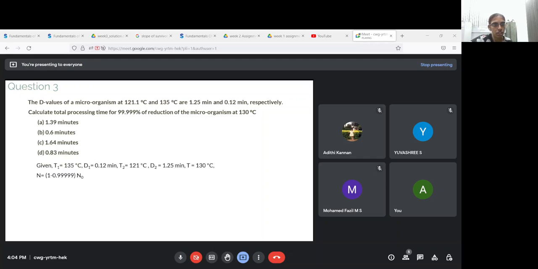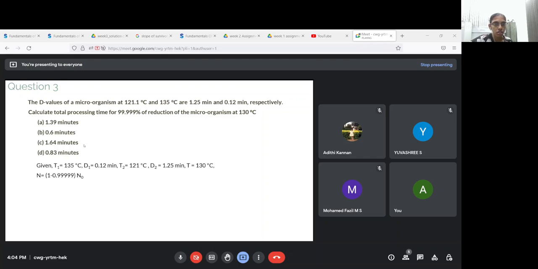So in this case, given T1 is 135 degrees Celsius and D1 at that particular temperature is 0.12 minutes. T2 is 121 degrees Celsius and D2 is 1.25 minutes. As you can see here, if you reduce the temperature, D value is increasing. This is because at a lower temperature, it takes more time for the organisms to be reduced by 1/10 of the initial value. As the temperature decreases, you will generally see that the D value increases. What we need to find is the total processing time at 130 degrees Celsius.